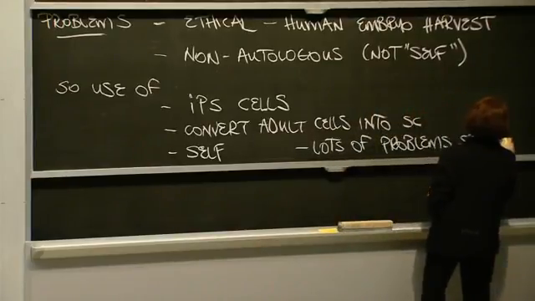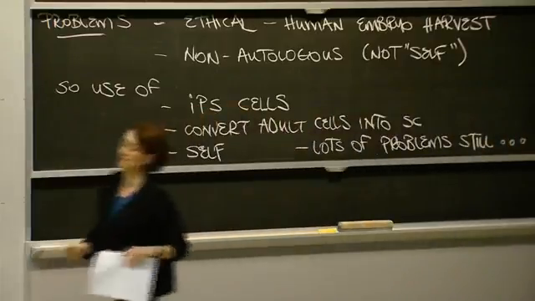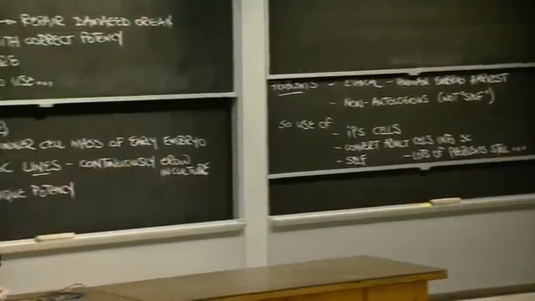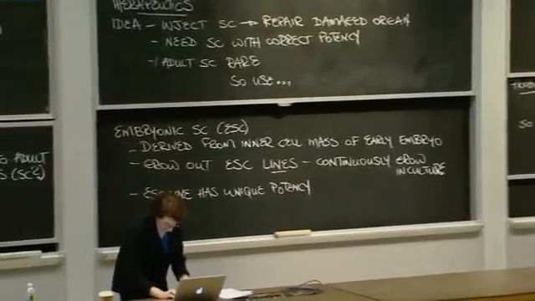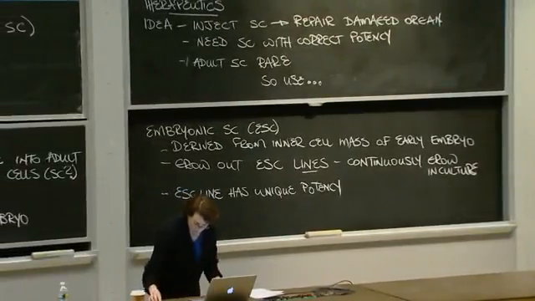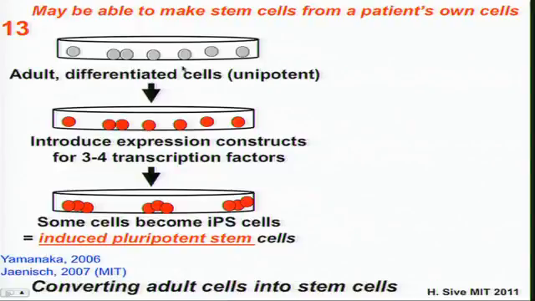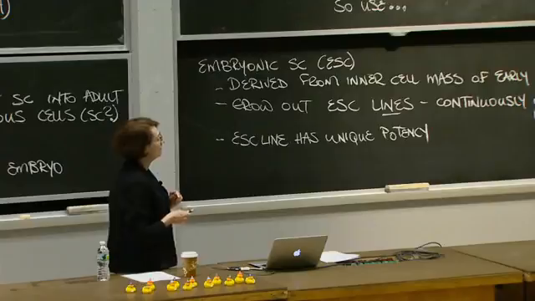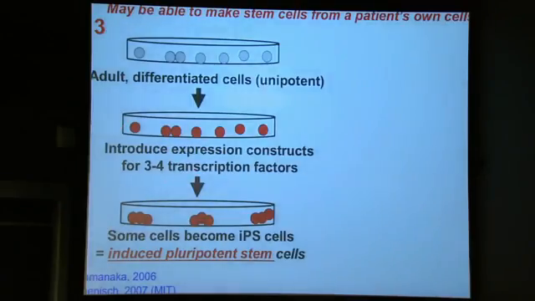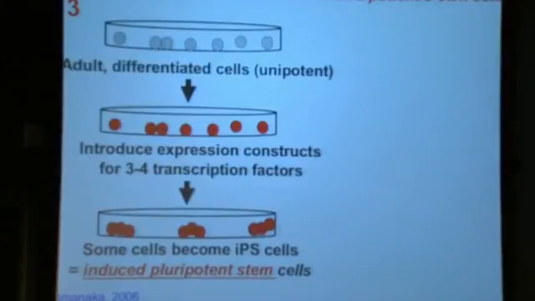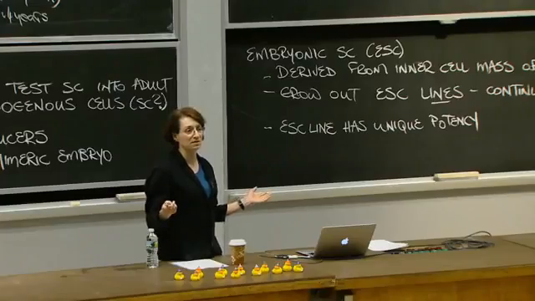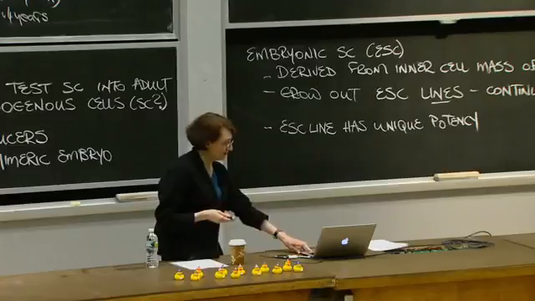But there are a lot of people, including some of the top investigators in the world, working on these iPS cells. So look at your last handout. Adult differentiated cells, which are unipotent, can be treated with 3 or 4 transcription factors. And finding these transcription factors was the key. And once you express these transcription factors in these adult cells, like magic, they become stem cells. It really was like magic.